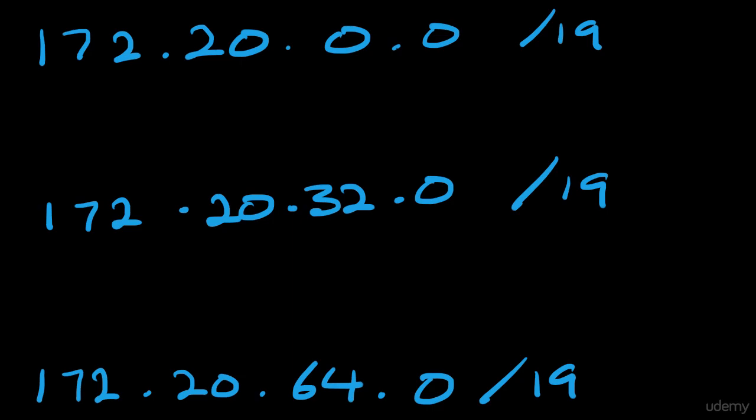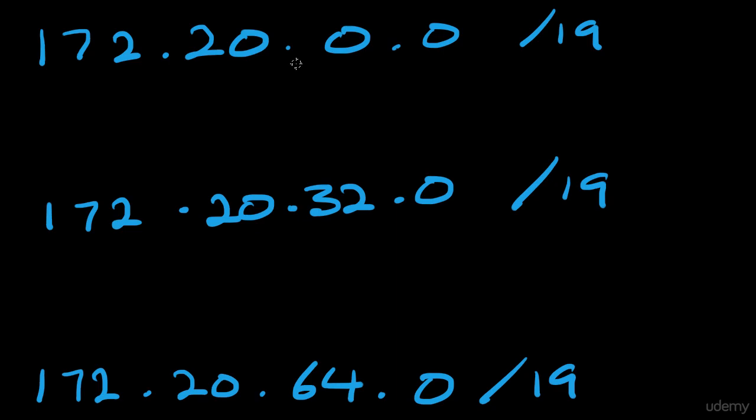The last step in subnetting a network ID is working out the IP address ranges, because after all, that's what we actually assign to the systems. So here I rewrote the first three network IDs, 172.20.0.0, 32.0, and 64.0, and we're all using a prefix of /19, of course, and I'd like to work out the first and the last IP addresses for the first two network IDs.